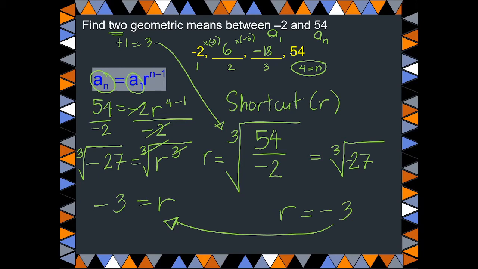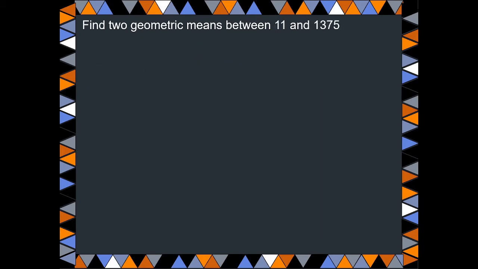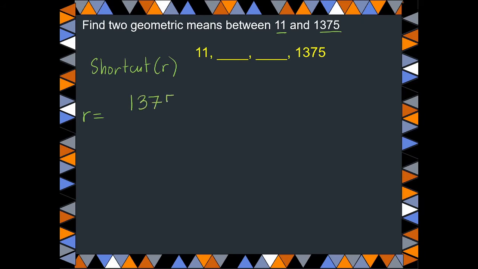I'm going to be using the shortcut right now. Okay, so we have here insert two geometric means, and I'm going to be using the shortcut for solving r. So I will be what? Dividing. What will you do with the given? You divide. So the shortcut is simply to divide 1,375 by 11. And then you write the radical symbol. There will be 2 plus 1. The index here will be 3.